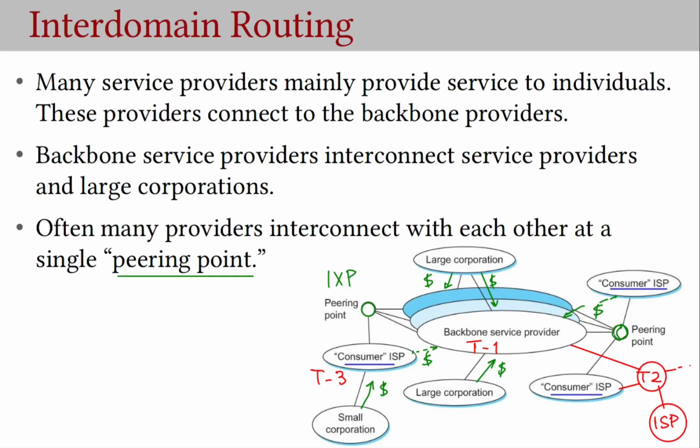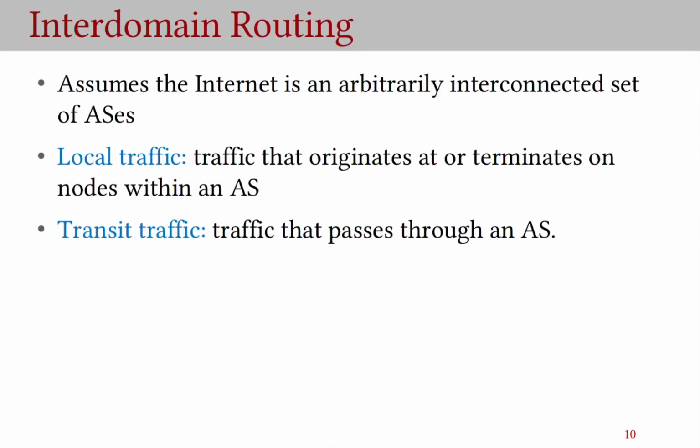At this point, I want to make it clear that this is a highly simplified picture of the internet. The relationship between autonomous systems in the internet is quite complex. In our discussion of interdomain routing, we will assume that the internet is an arbitrarily interconnected set of autonomous systems. Before we move on, we are going to define a few terms.